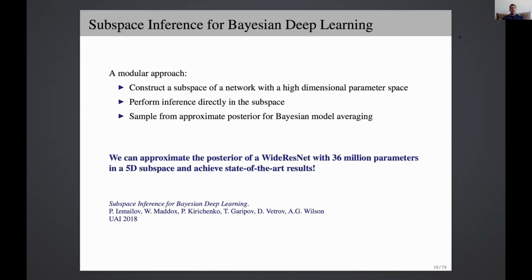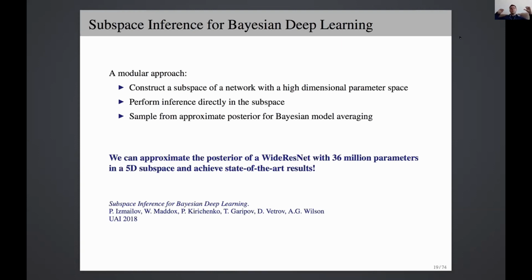So the contention in this work on subspace inference is that although the neural network might be represented by a high dimensional parameterization, a lot of variability in the functions given by the neural net could actually be captured in a very low dimensional subspace. And so the idea here is to first construct a subspace of a network associated with a high dimensional parameter space, and then perform inference directly in the subspace. And there are a variety of choices we can use once we have that subspace.